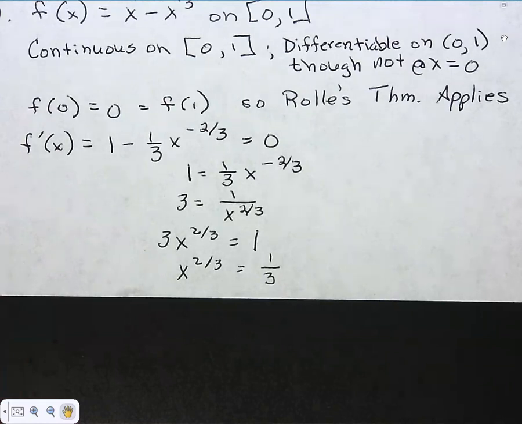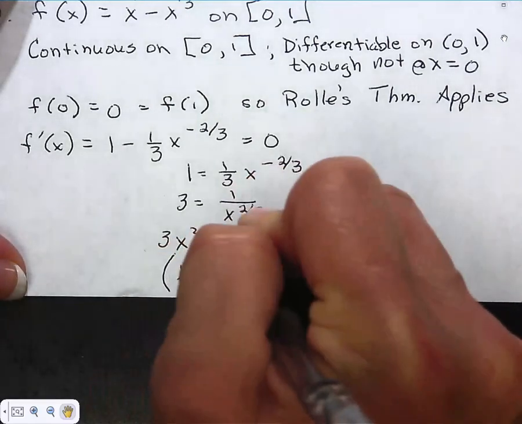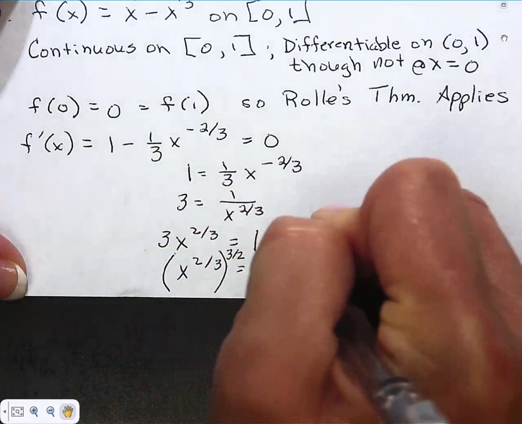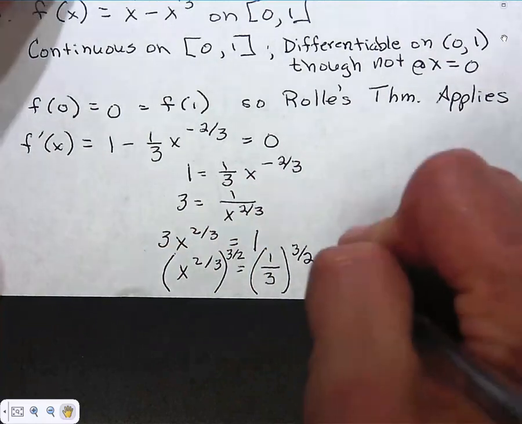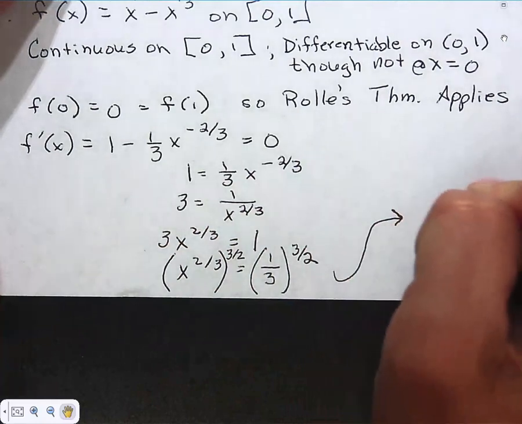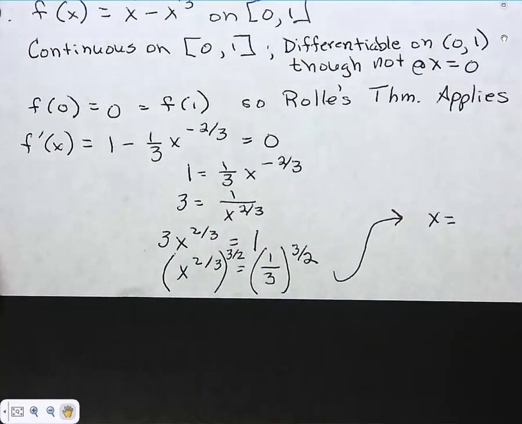This means the cube root of x squared. How do I undo something to the 2/3? Raise it to the 3/2. Raise both sides to the 3/2. And then how can you write 1/3 to the 3/2 as simply as possible? I mean, 1/3 to the 3/2 would be okay as an answer. Or I could get a decimal approximation and that would be okay as an answer.